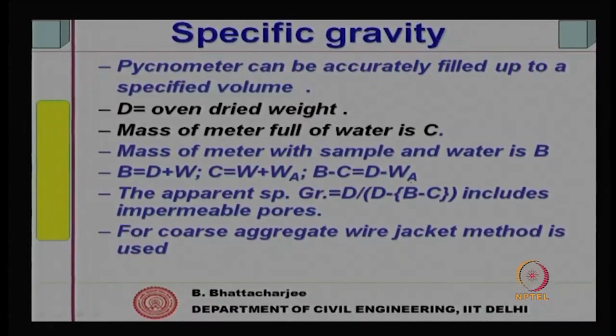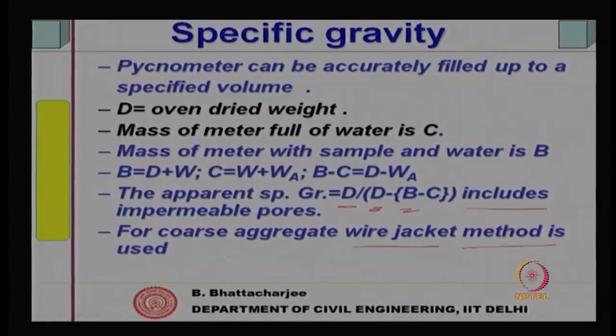Now, if you are doing it in CGS units, that is centimeter grams per cc, then in that case simply specific gravity you can find out without any conversion or anything of that kind. Simply specific gravity will be D divided by (D minus (B minus C)). This excludes impermeable pores. The specific gravity is not the specific gravity of the material, but it is apparent specific gravity, because the pores which are not filled by water will be considered as solid in this sort of measurement.